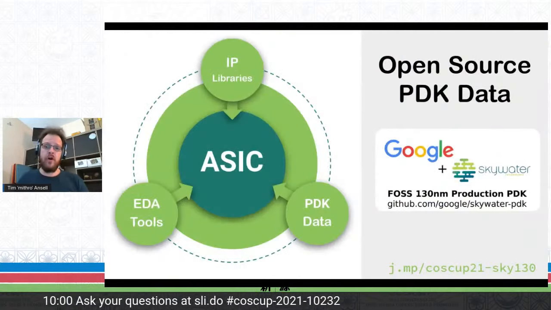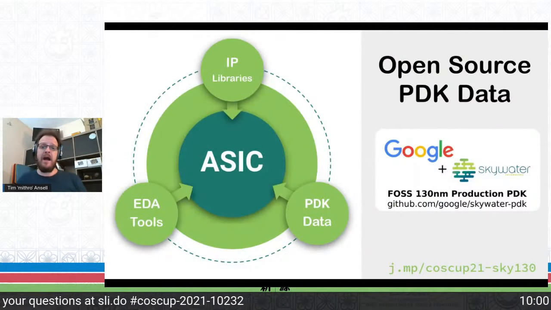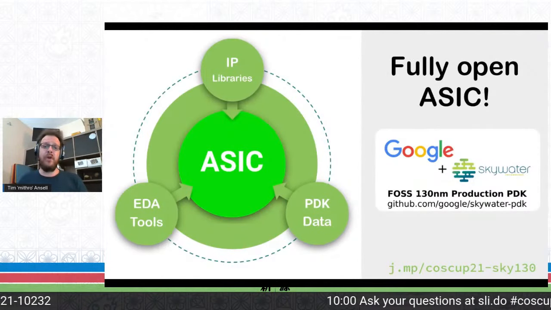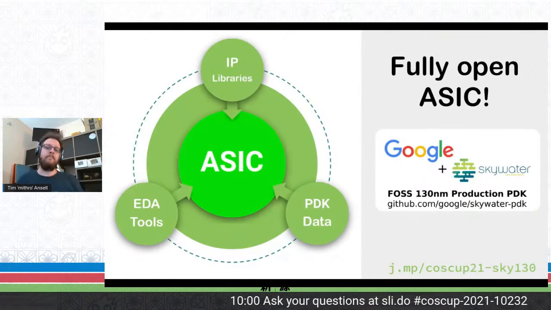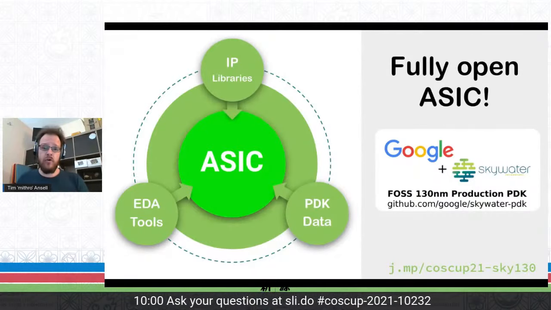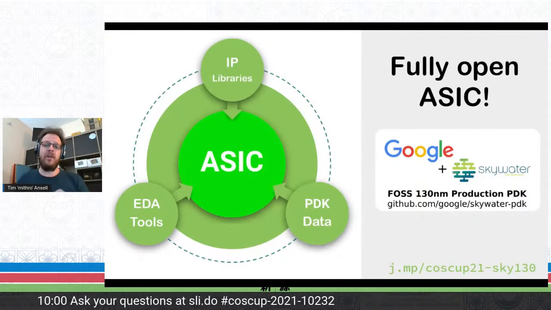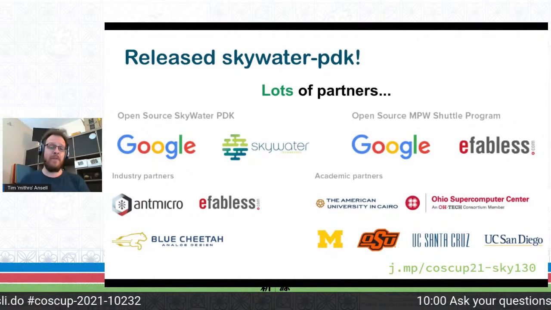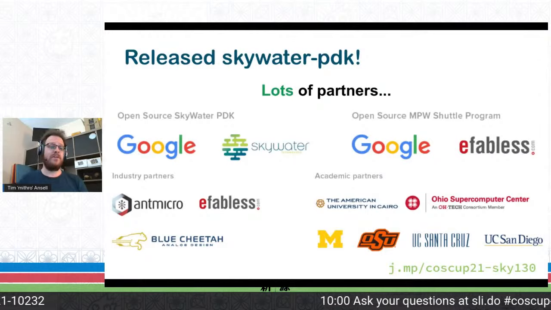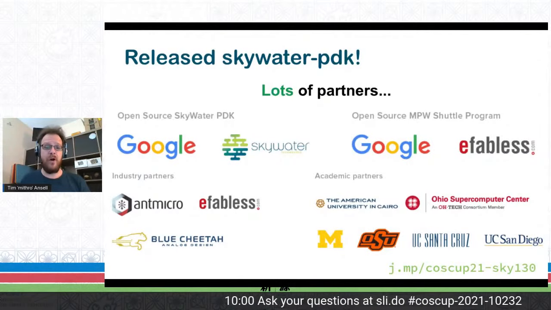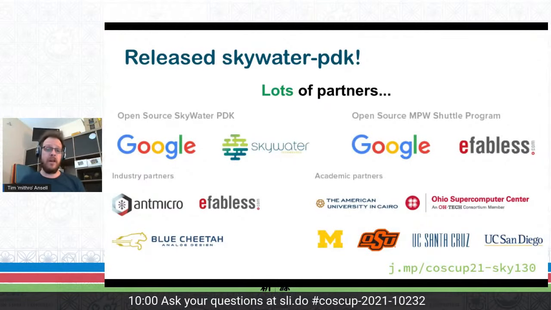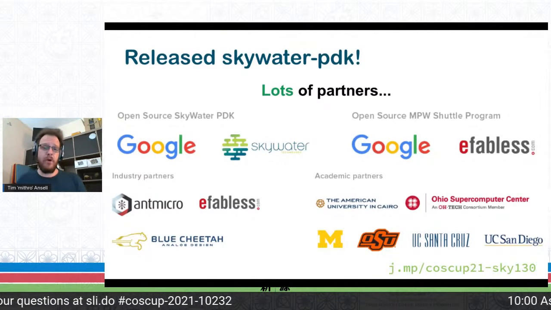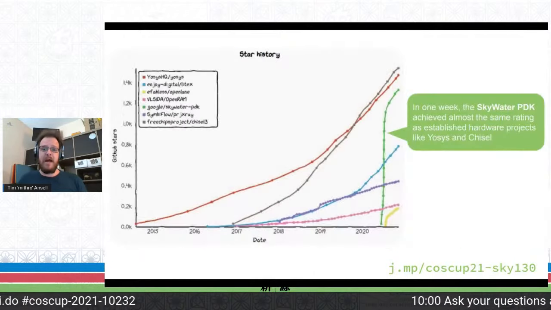And so with an open source PDK and open source PDK data, you can create a fully open source ASIC. This is really cool, but it required a lot of work from a lot of different people. efabless was a key partner, and I believe there are some talks later from people involved in efabless. We also had a lot of academic partners, as I mentioned. And the response was somewhat amazing.